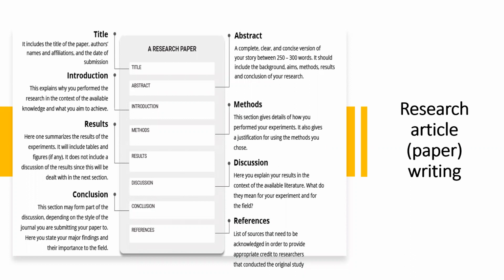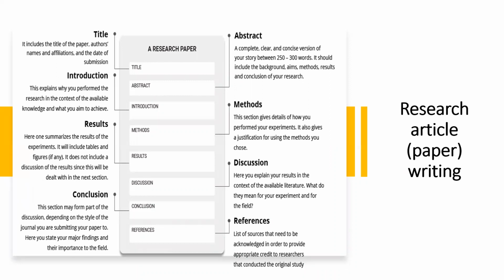And after your title, then we go to your abstract, which is a small abridged version showing a complete, clear, and concise story, usually between 250 to 300 words. And that would include your background, aims, methods, results, and conclusion, if it is a structured abstract. Certain journals, depending, would ask for an unstructured abstract, which is just prose writing of everything around your background, aims, methods, results, and conclusion.